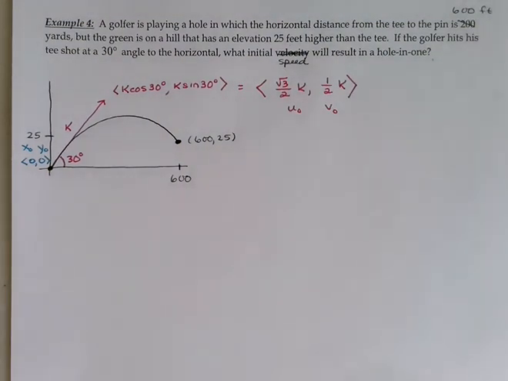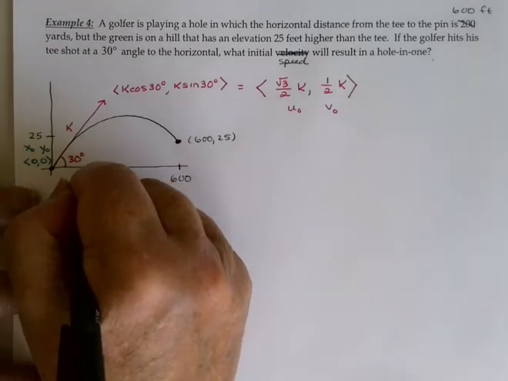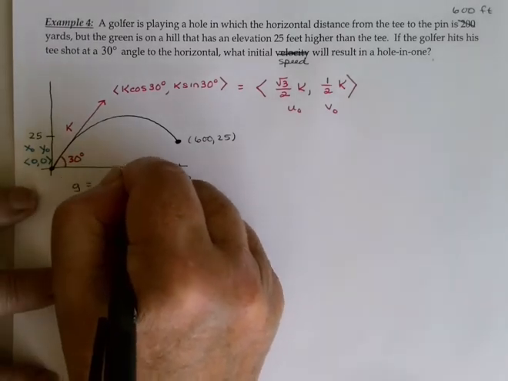All right, we're back in American system with feet. So g is going to be 32 feet per second squared.